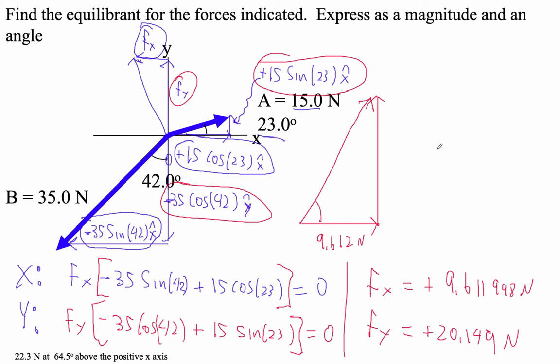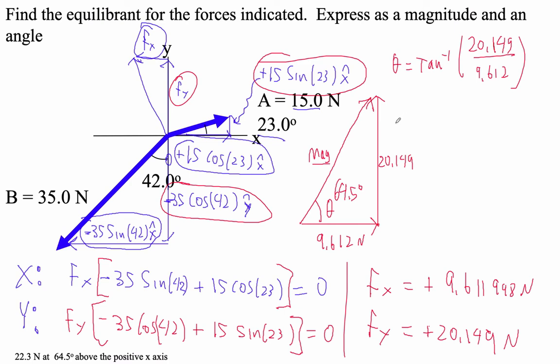We've got to find the magnitude and the angle. That angle right there, theta, is going to be tan minus 1 of, let's see, this side's 20.149, so 20.149 divided by 9.612 roughly. Okay, so inverse tan of the big number divided by the small number. All right, here we go. Ooh, 64.5 degrees is roughly what it is. All right, and now let's find the magnitude.